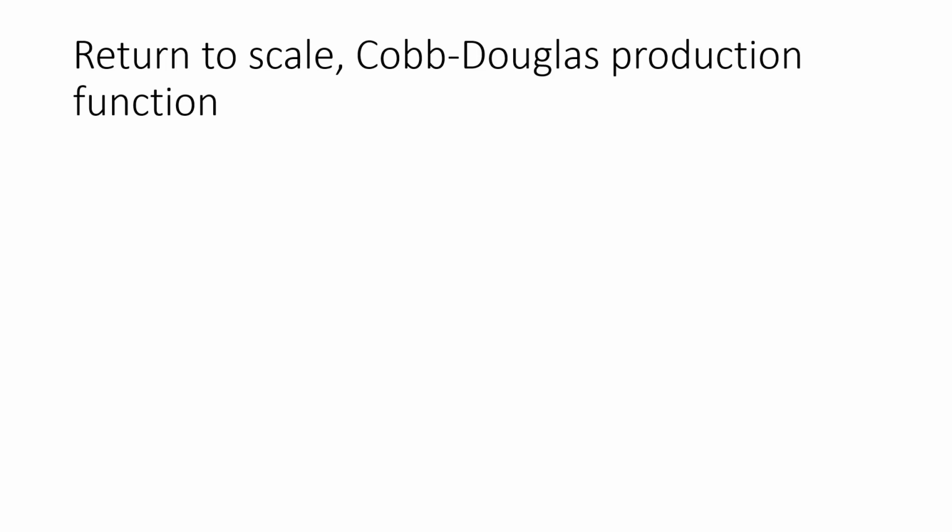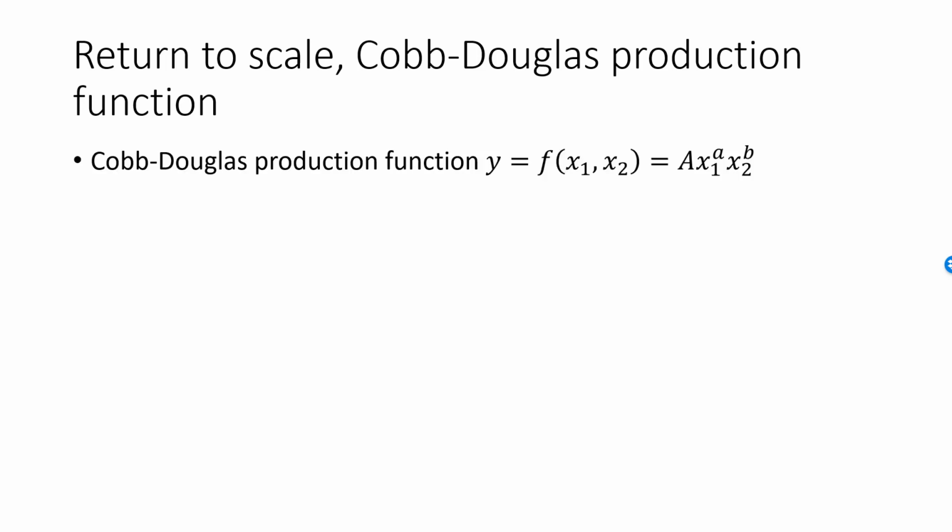It's very simple to check what type of return to scale is present for a Cobb-Douglas production function. A Cobb-Douglas production function is given by f of x1, x2 is equal to capital A times x1 raised to a times x2 raised to b, where capital A, a, and b are all positive constants. If a plus b is equal to 1, then there is a constant return to scale.